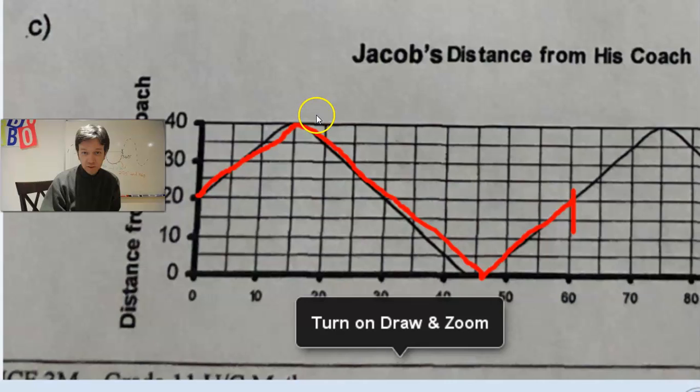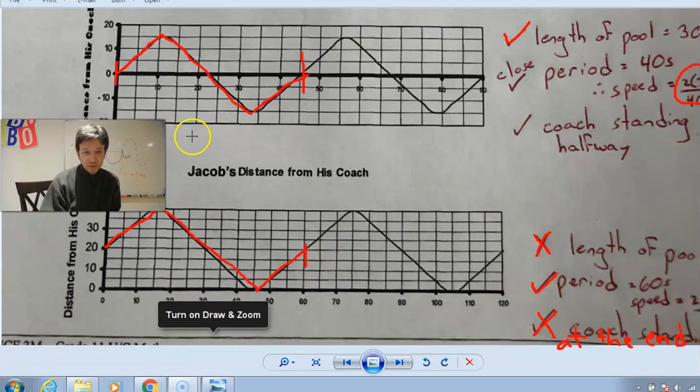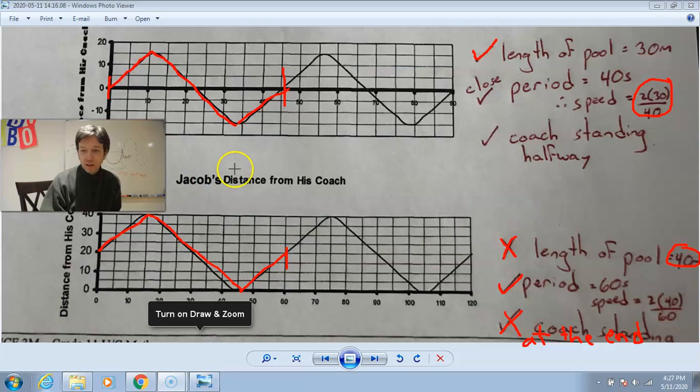Zoom out. There we go. So on this graph, it looks like he's starting in the middle as well, but that's also where the coach is. In the first graph was different. The coach was in the middle, but Jacob was all the way up here. So the first graph looked like this. Something like that, where Jacob started at one of the ends of the pool, even though the coach was in the middle. So that's the difference between where Jacob was starting.